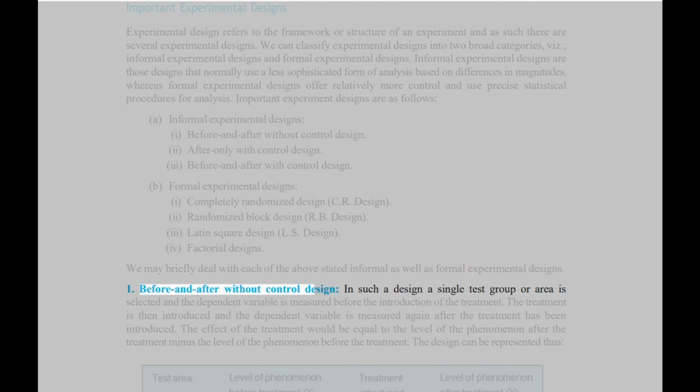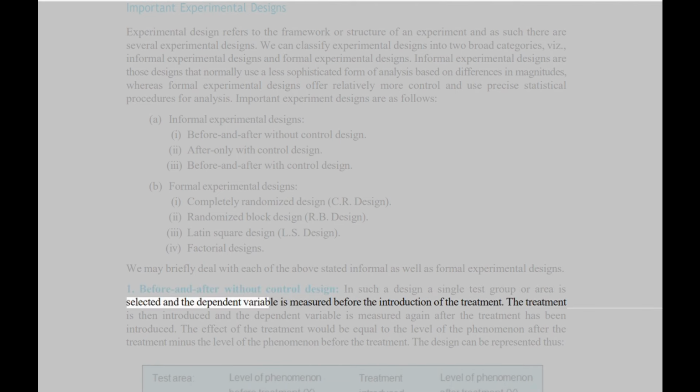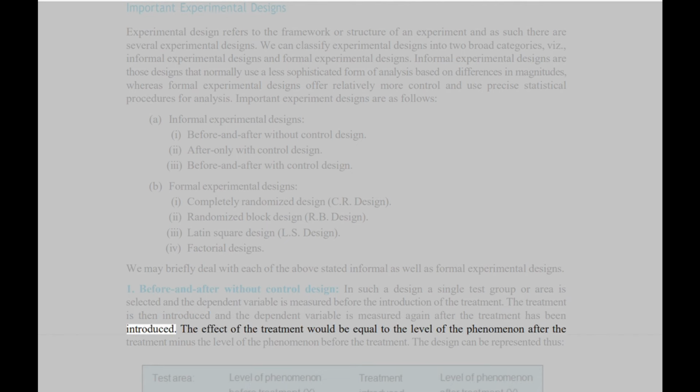1. Before and after without control design. In such a design, a single test group or area is selected and the dependent variable is measured before the introduction of the treatment. The treatment is then introduced and the dependent variable is measured again after the treatment has been introduced. The effect of the treatment would be equal to the level of the phenomenon after the treatment minus the level of the phenomenon before the treatment. The design can be represented thus.